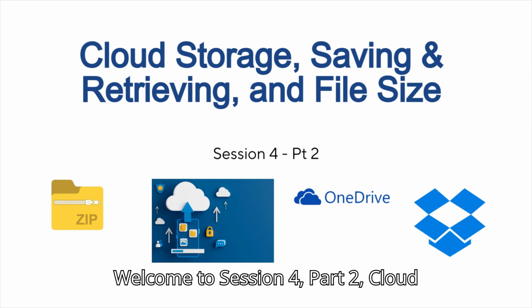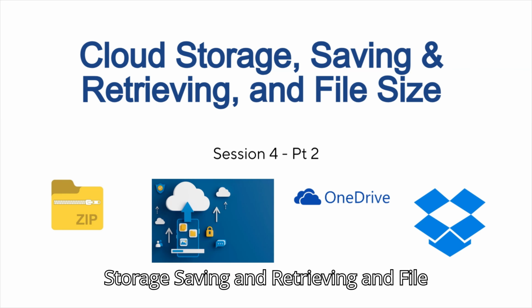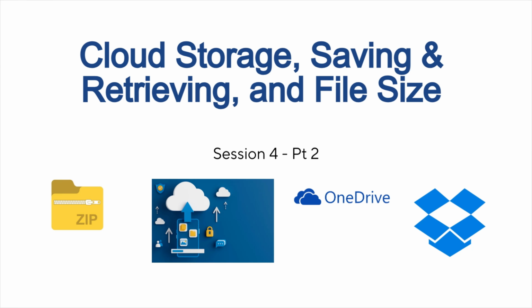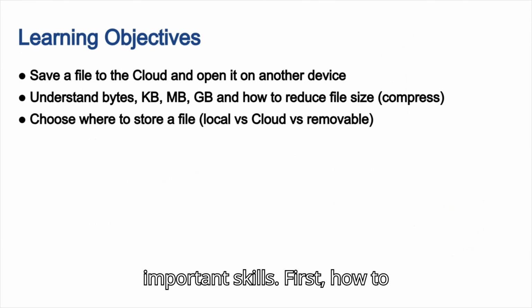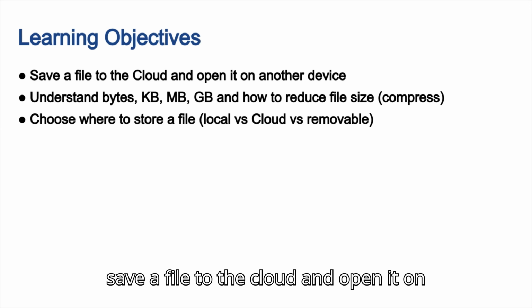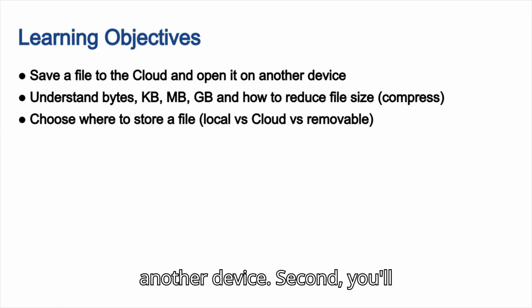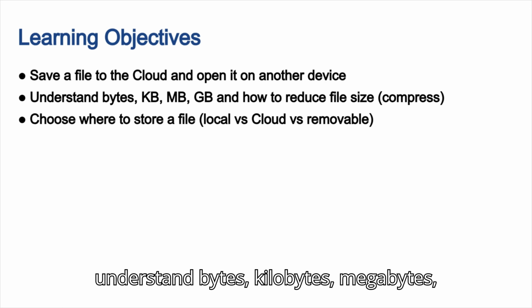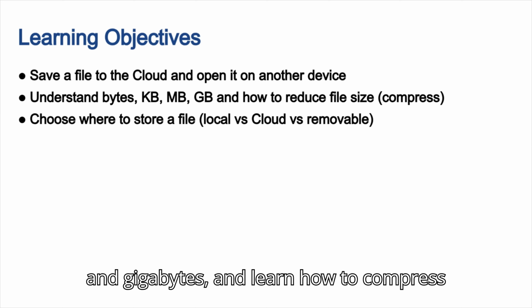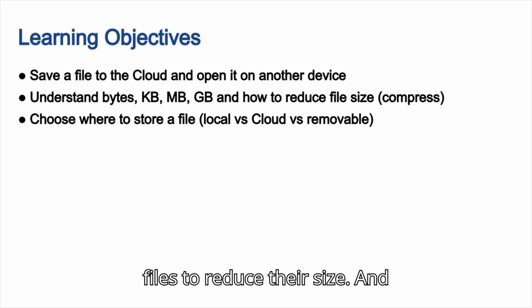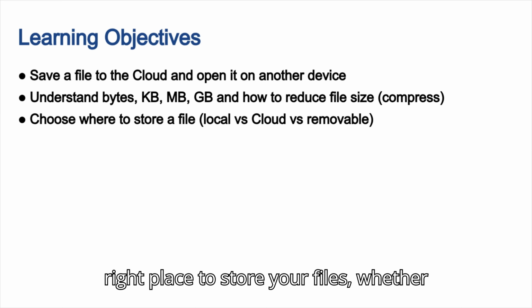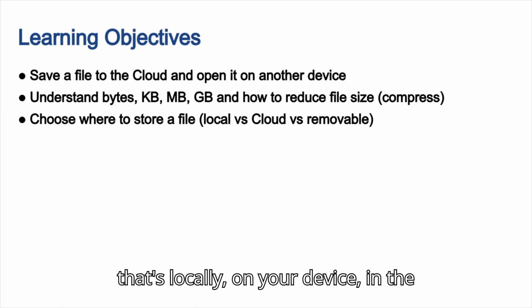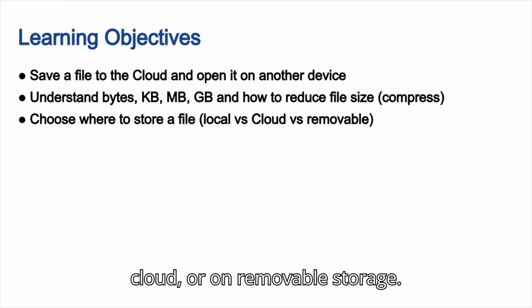Welcome to Session 4, Part 2, Cloud Storage, Saving and Retrieving, and File Size. In this session, you'll learn 3 important skills. First, how to save a file to the cloud and open it on another device. Second, you'll understand bytes, kilobytes, megabytes, and gigabytes, and learn how to compress files to reduce their size. And third, you'll learn how to choose the right place to store your files, whether that's locally on your device, in the cloud, or on removable storage.